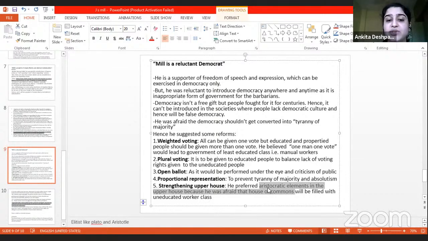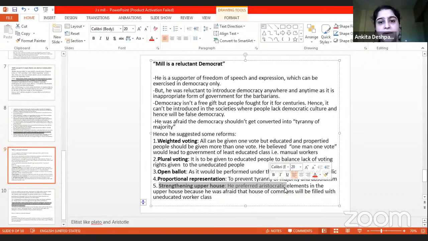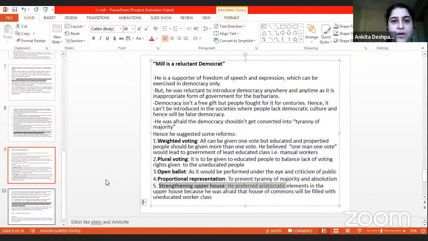Upper house, let it be aristocratic elements which will dominate, because House of Commons, the lower house, will be dominated generally by manual laborers because of one man, one vote, because they are more in population compared to the propertied class and compared to the educated class. So he said, at least let's keep the upper house only to aristocratic elements, educated elements, rich people, moneyed people, propertied class, so that proper representation happens. So if lower house is being represented by workers and manual laborers, at least the upper house will counterbalance it with the propertied class as well as the educated class. So that's why he's a reluctant Democrat, because he believes in weighted voting, plural voting, open ballot, proportional representation, and strengthening upper house. All right.